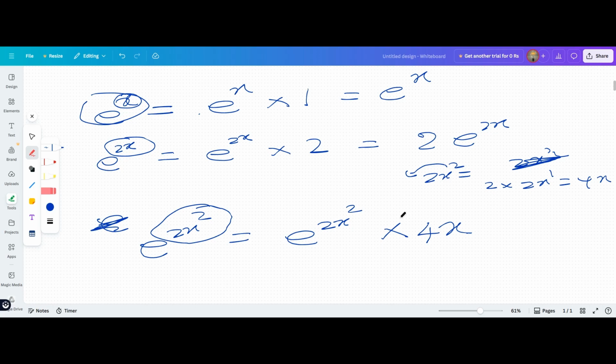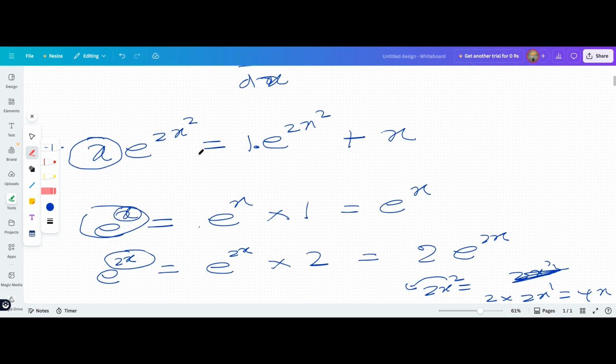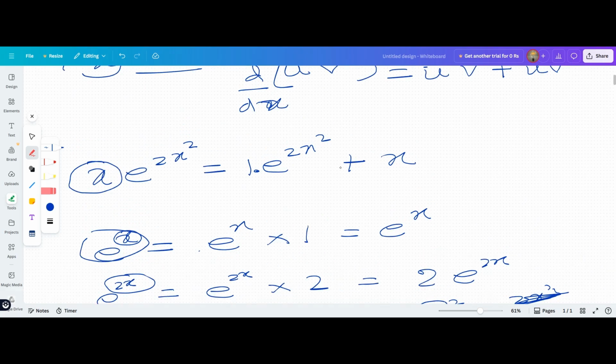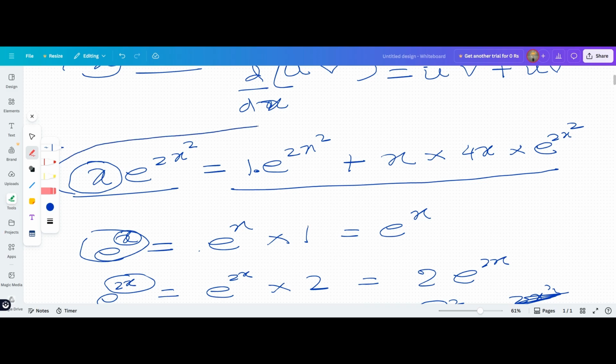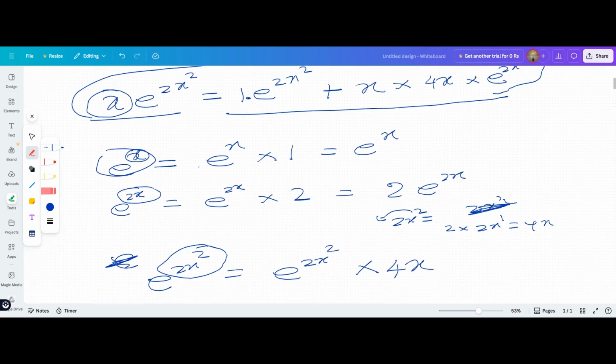Very simple. Whatever the e to the power is, you have to write it, and multiply it with the differentiation of the power. That's it. So here we will write x into 4x into e to the power 2x squared. This is the differentiation of the first term.